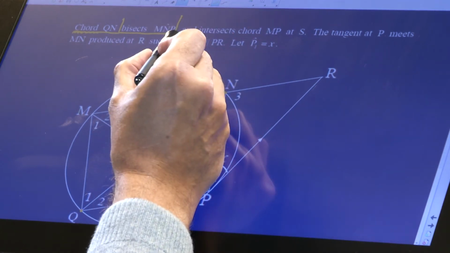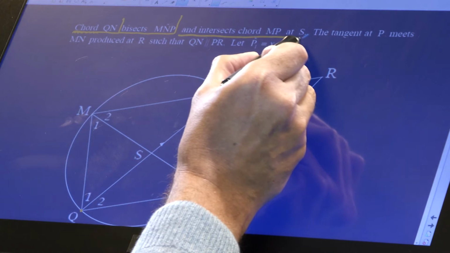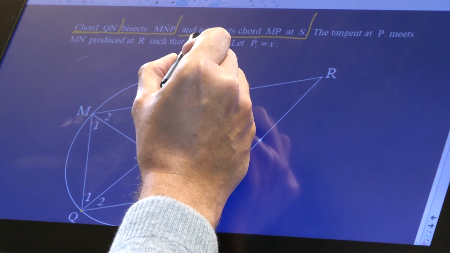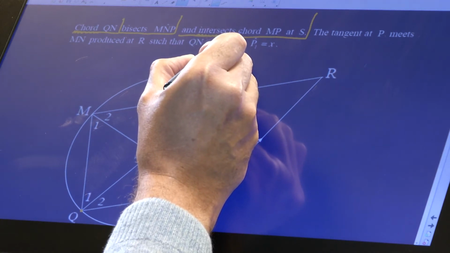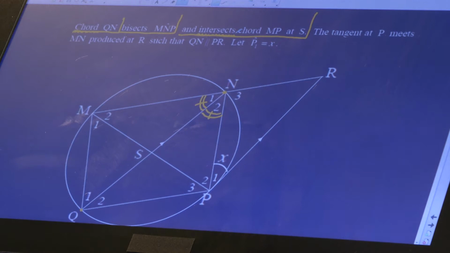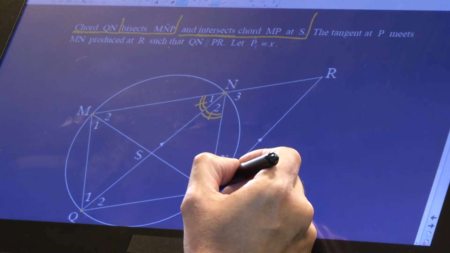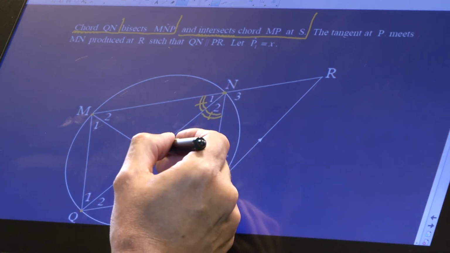Okay, then they say it intersects the chord. There's another chord, MP, at S. Now remember, guys, the word intersect in geometry means they cross one another. My fingers are intersecting here at that point where they cross one another. That's the point of intersection. So they also told us it's a chord. Let's see why that was important. They said MP over here is also a chord, and it's intersected by this chord at S.